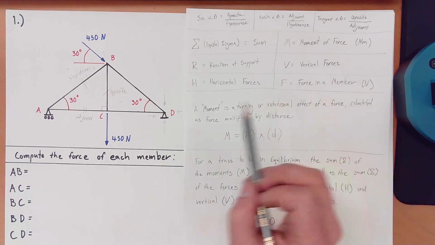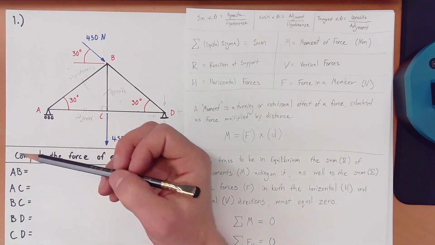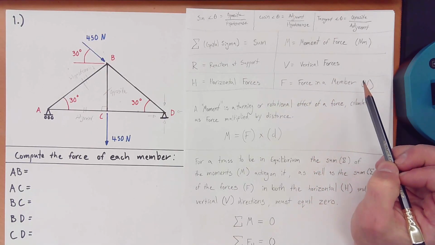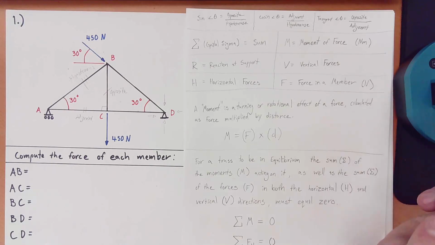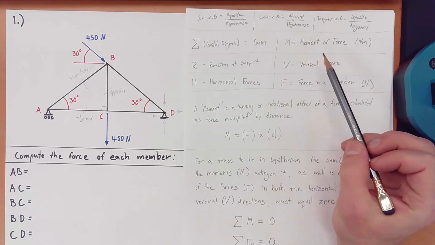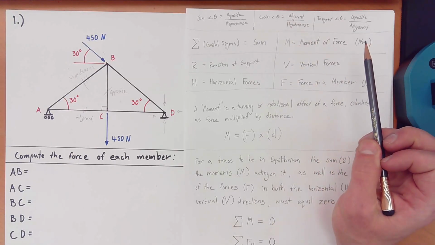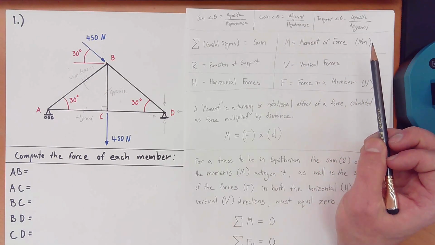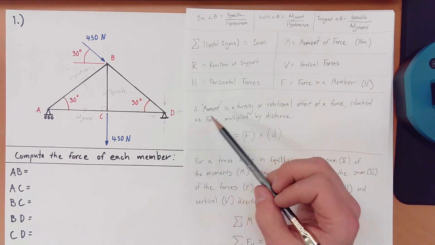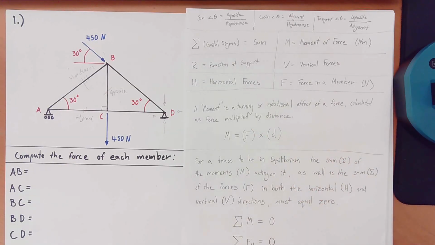The force acting in a member is what we're trying to figure out. That's the end of our equation. How much force is in member AB, how much force is in member AC, etc. So the amount of force in a member is measured in newtons. So newtons of force. Torque is different because there's a distance associated with it. So a moment is measured in Newton meters. So how much force over how much distance. So force multiplied by distance is your moment, measured in Newton meters.